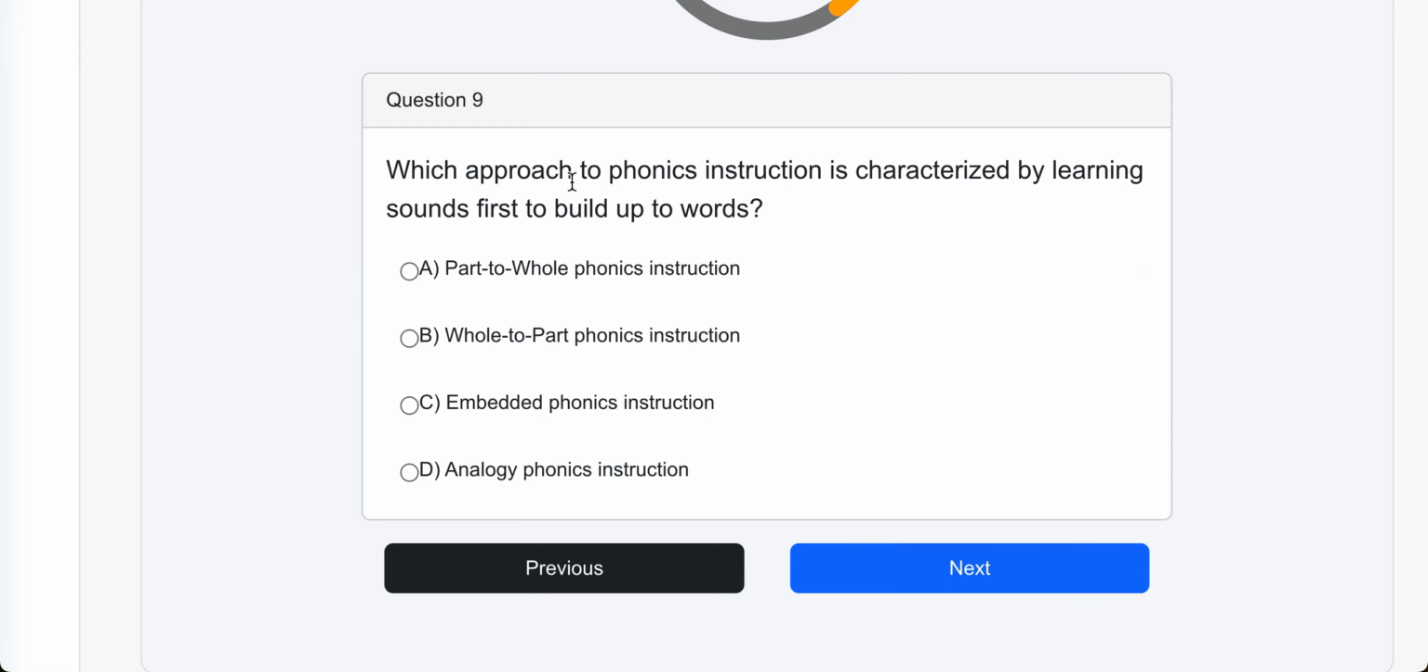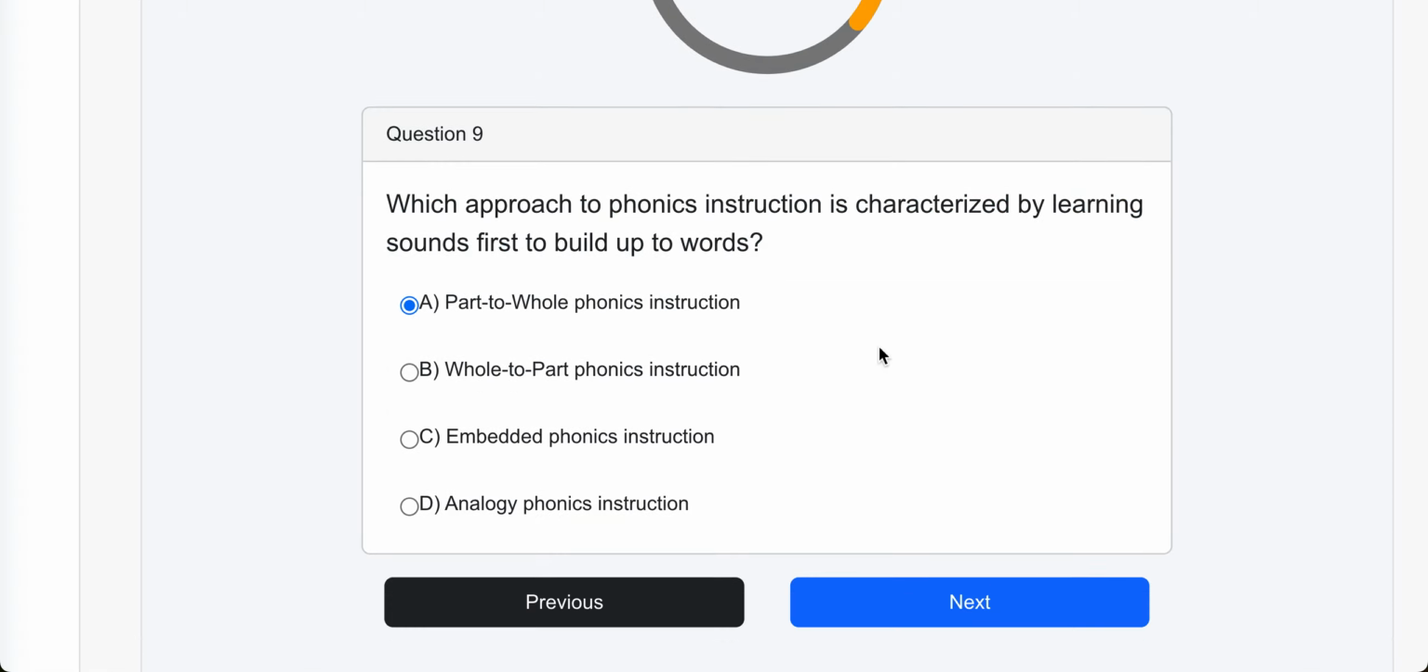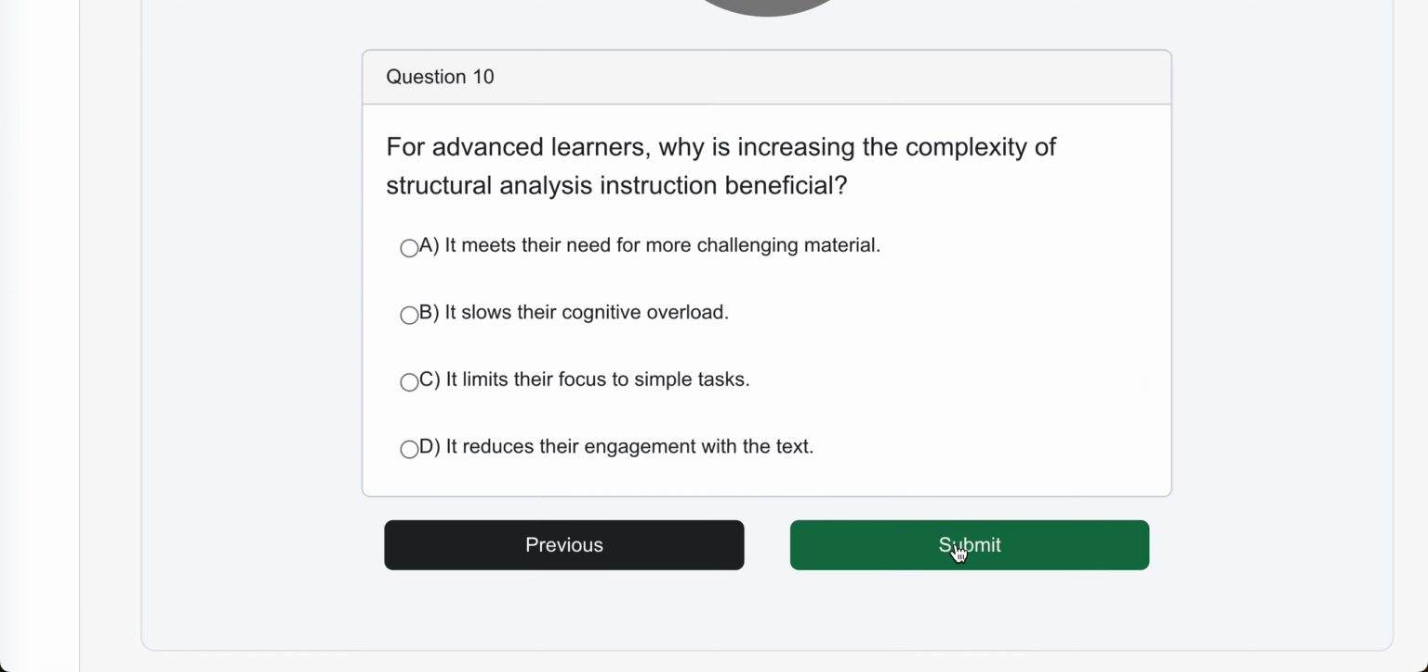Moving on to question number 9. This reads, which approach to phonics instruction is characterized by learning sounds first to build up to words? So learning the sounds, building up to the words. Which one is this? So we're going here from part to whole phonics instruction. I am moving on to our final question. We've got plenty of time, not in a rush at all.